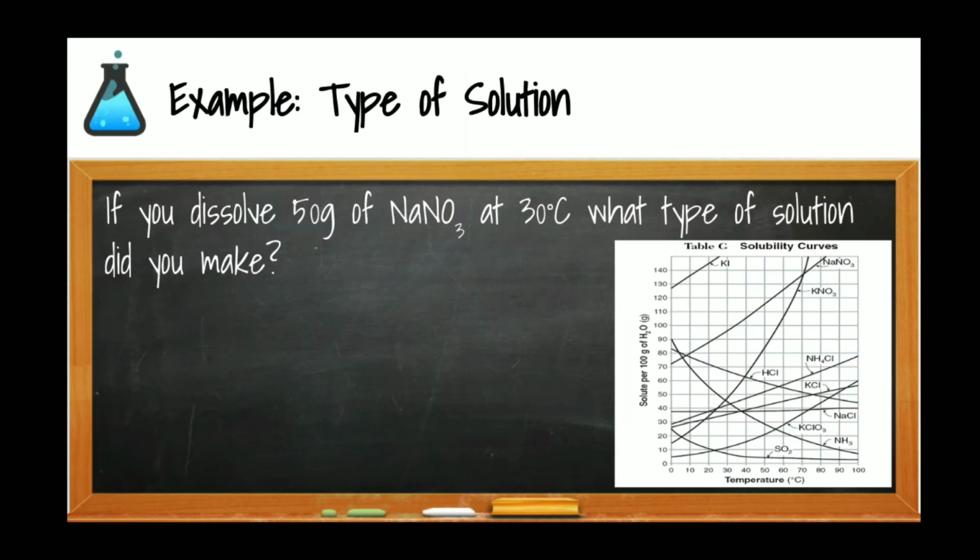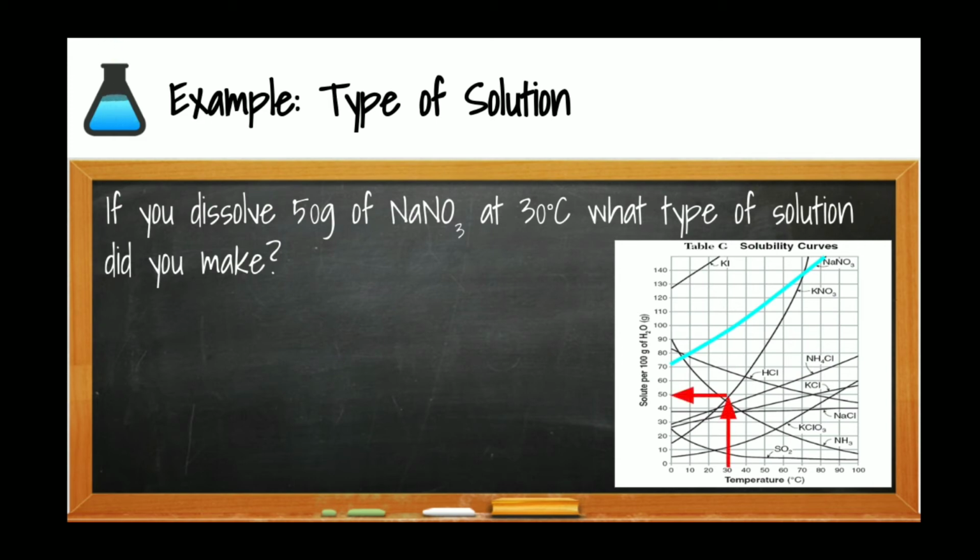Let's try an example. Let's look at how we could solve some sample Regents questions. Here we are given 50 grams of sodium nitrate at 30 degrees Celsius. So the first thing is just finding sodium nitrate. There are lots of lines on Table G, but you only want to examine one curve at a time. Here we have sodium nitrate, and now we are given a temperature, or an X, of 30 and a Y of 50. So we're going to find that point.